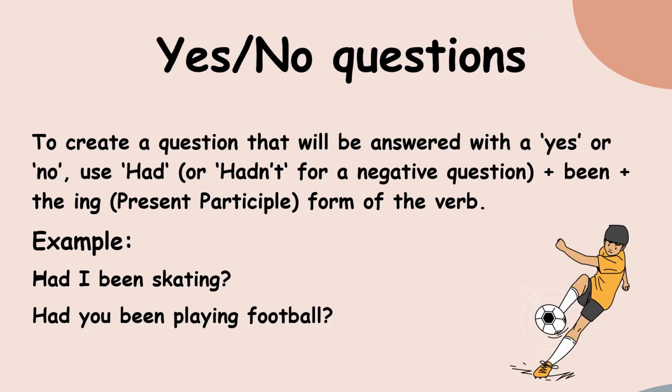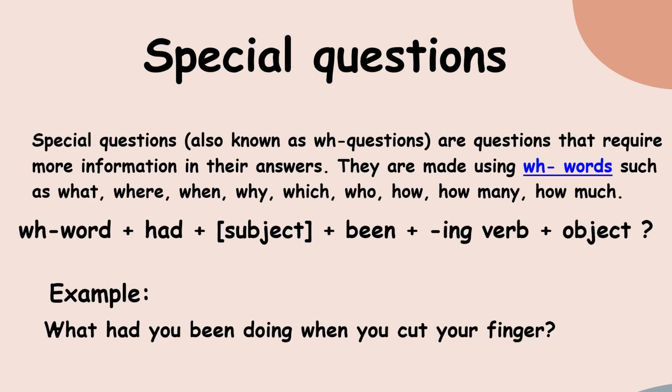Now, past perfect continuous interrogative tenses are used to frame a question that will be answered with a yes or no, when we start the question with had. When we start our interrogative statements with had, the answer will be in yes or no form. For example, had I been skating? This will be answered in yes or no form. Had you been playing football? Yes or no.